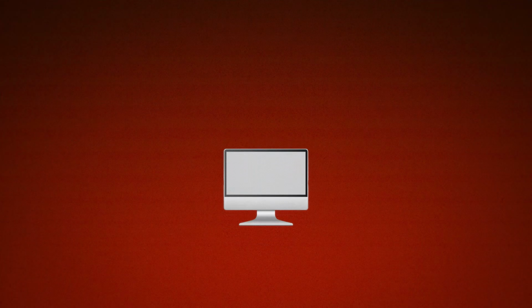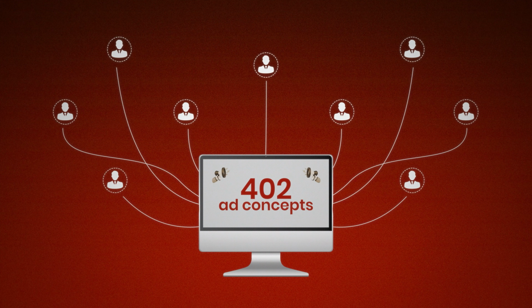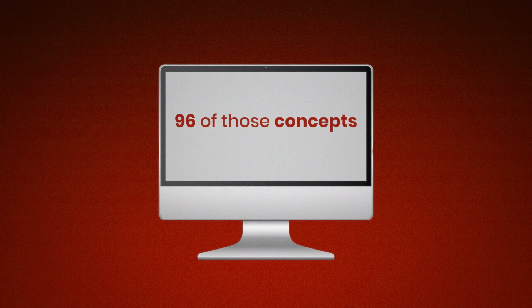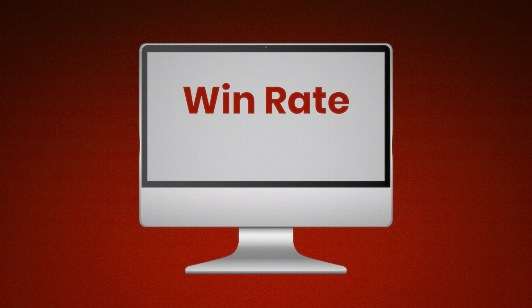Now first, let me give you context behind these winning formats. In the last 90 days, my team ran 402 ad concepts across our client accounts. 96 of those concepts cleared our testing. That's our win rate, and it sits at 23.8%. Of those 96, 25 held up when we pushed real budget behind them at scale.